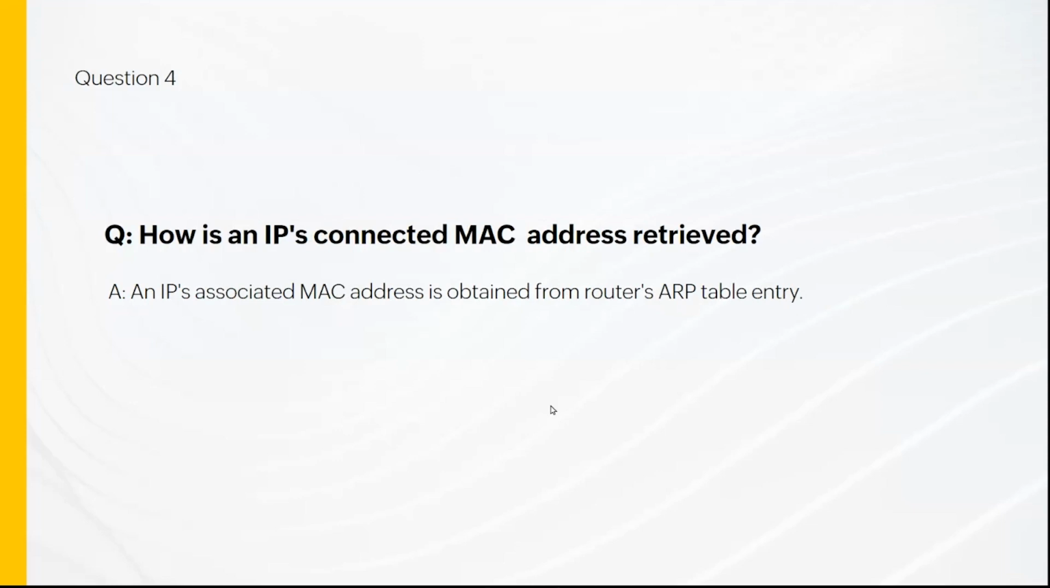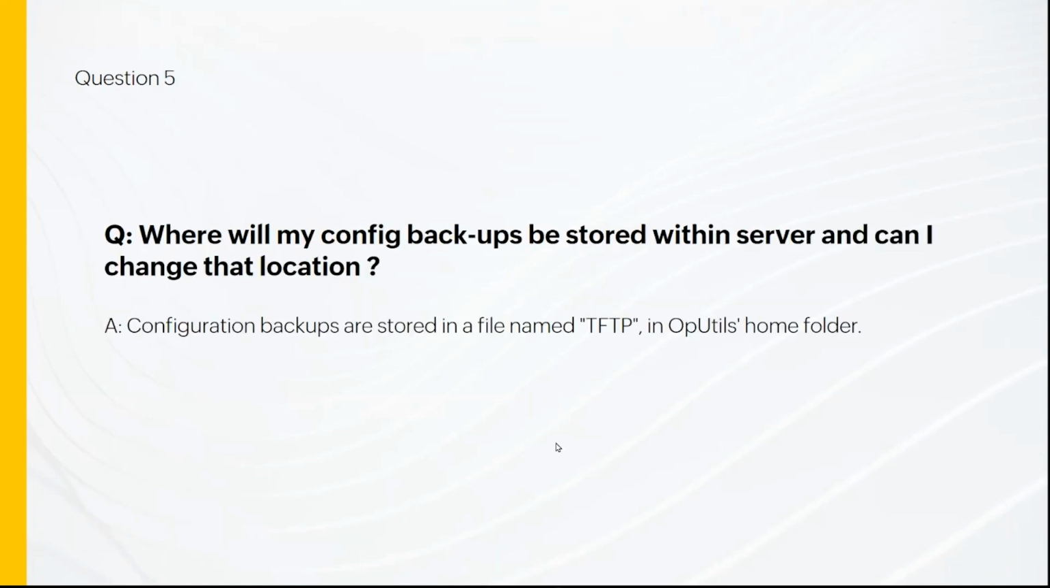How is an IP's connected MAC address retrieved? An IP's associated MAC address is obtained from the router's ARP table entries. Question number 5. Where will my config backups be stored within the server, and can I change that location? Yes. Configuration backups are stored in a folder named TFTP in the OpUtils home folder.